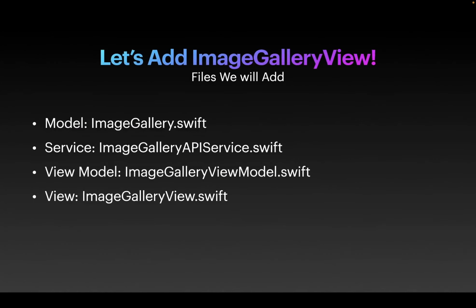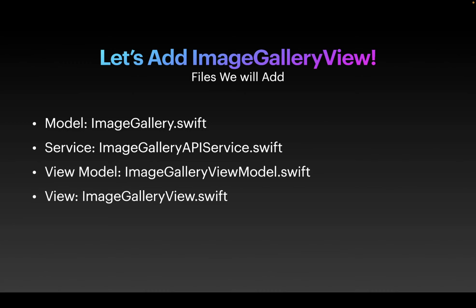Now, we're going to jump to the live code demo to see how we actually add files to create our image gallery view. We're going to majorly be working on four files. The first file we're going to work on is a model. We're still strictly following the MVVM design pattern, so we're going to create our model, our view model, and our view. The first thing is the model, which is a data structure representing the image or the struct we fetched from the remote server.